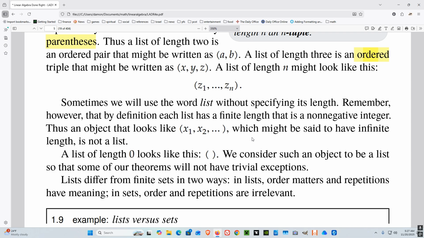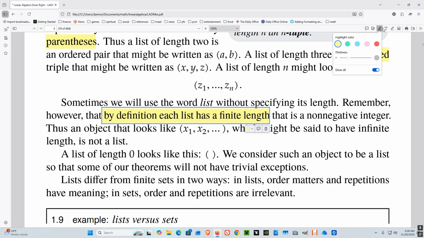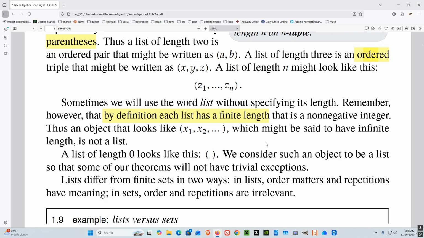Thus, an object that looks like (x_1, x_2, ...), which might be said to have infinite length, is not a list. By definition, each list has a finite length. So we definitely want to remember that.